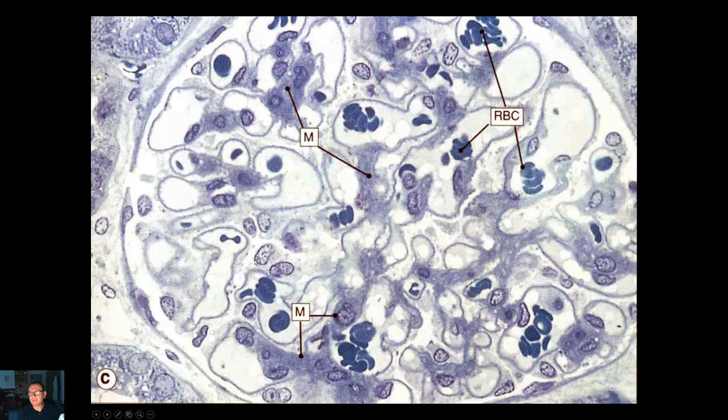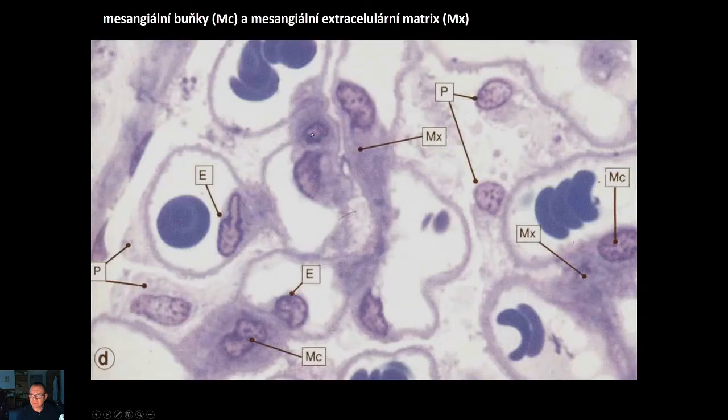High magnification showing some mesangial cell. Mesangial cell is this, mesangial cell is here. We can distinguish them from podocytes. Podocytes usually have spherical nuclei and lighter cytoplasm. Mesangial cells are more basophilic. In this high magnification, mesangial cell, and some mesangial matrix here. This is a podocyte. So I think it is possible to distinguish them.